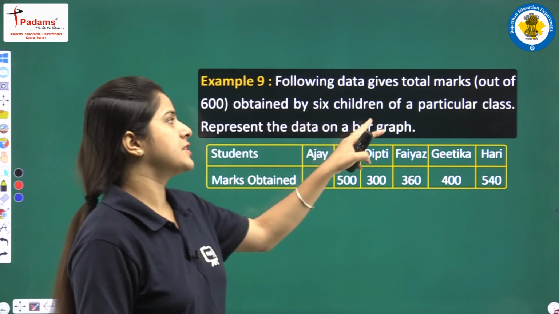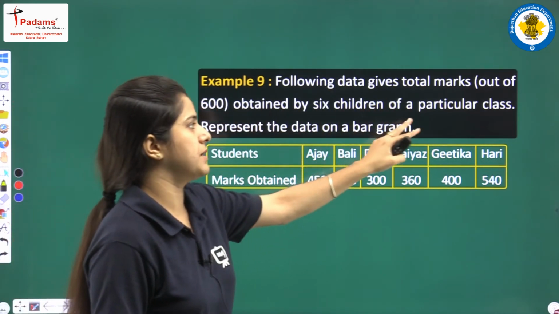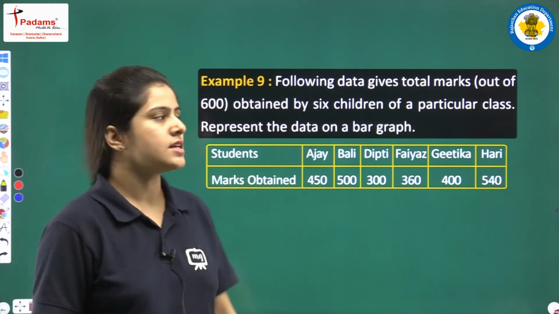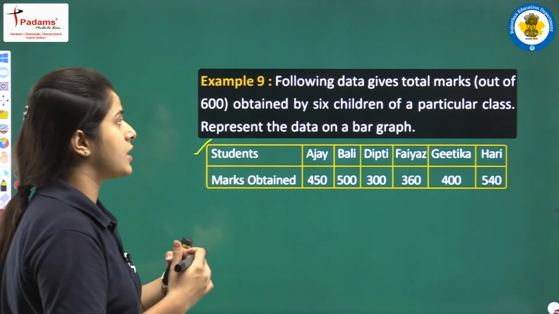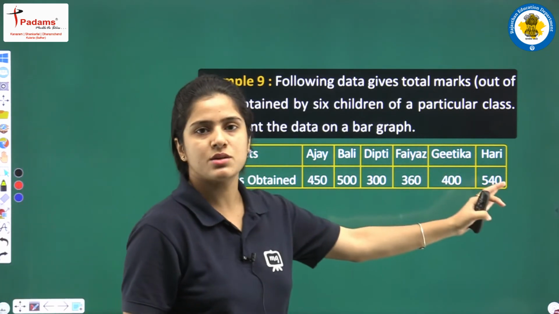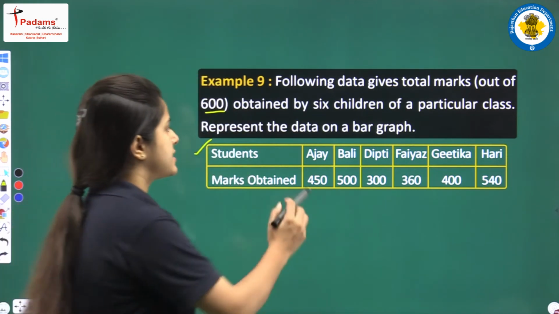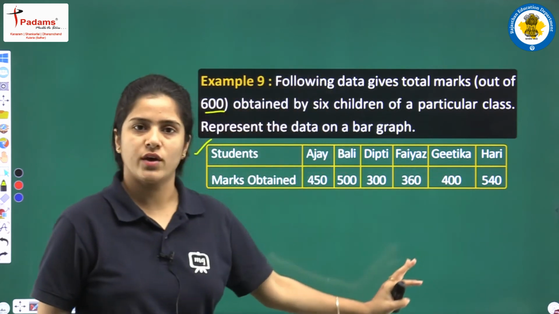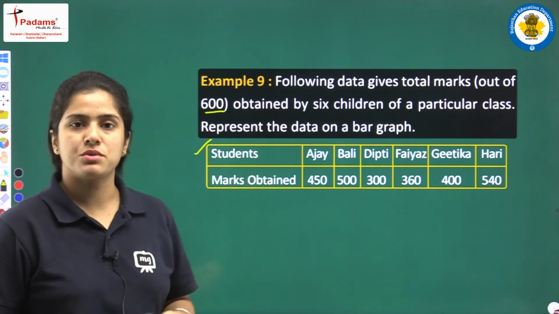Following data gives the total marks out of 600 obtained by 6 children of a particular class. Represent the data on a bar graph. Okay, students, so clearly this data is the data of marks obtained by different students, out of 600. These 6 kids have got this much marks. All right, students, now you have to make a bar graph to represent the data.